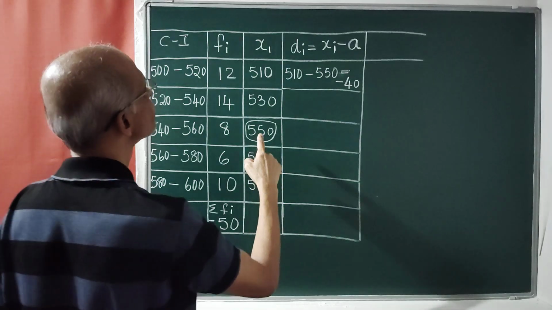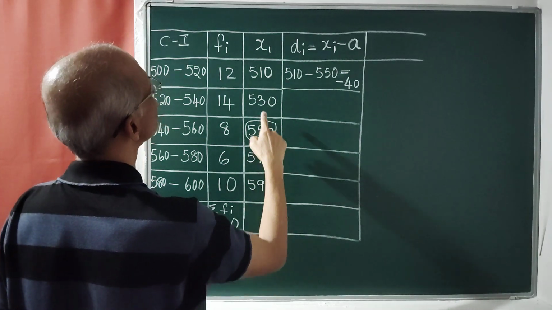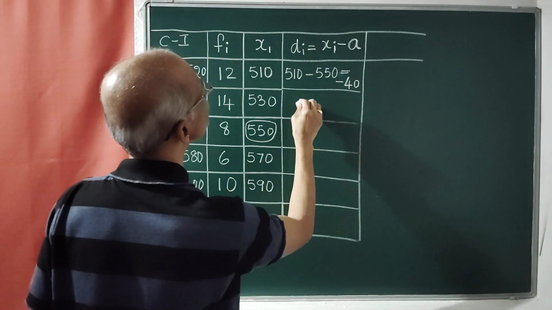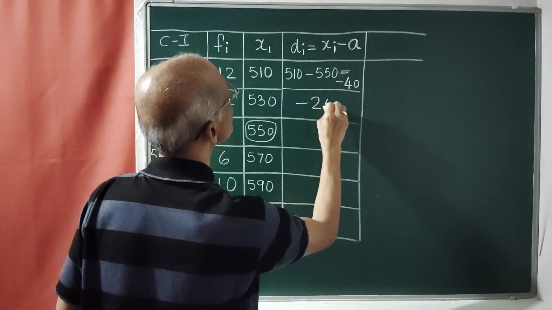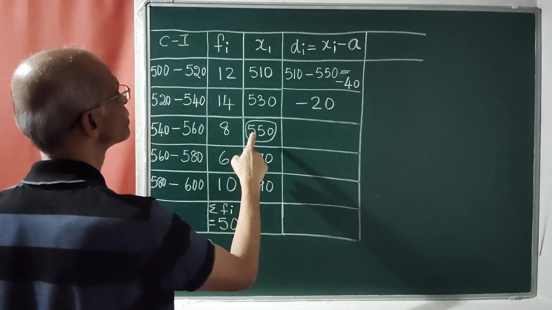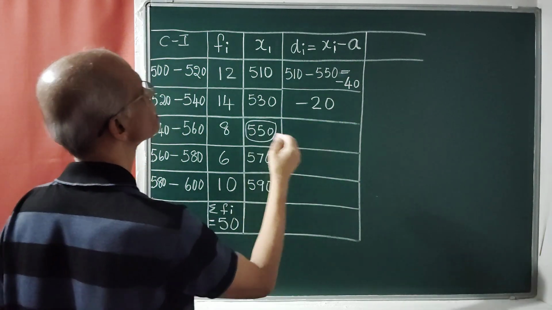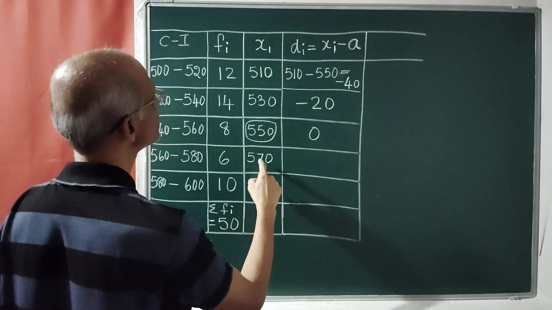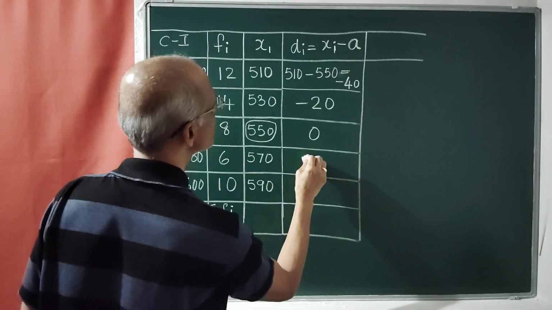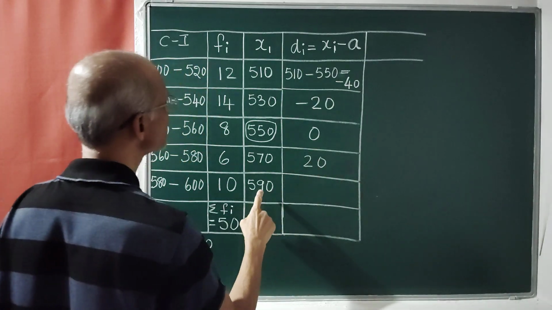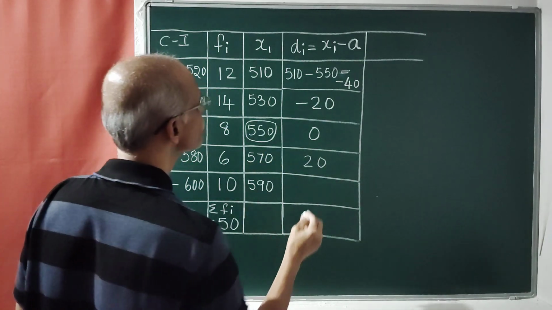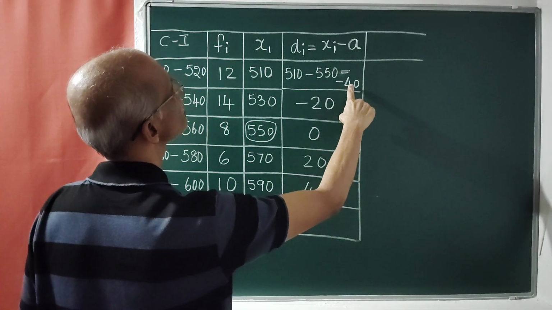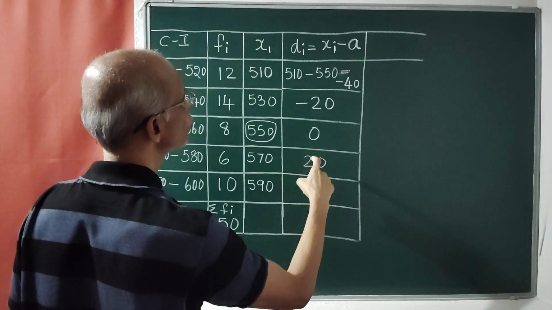Again 530 minus 550. We get minus 20. 550 minus 550, it is 0. Again 570 minus 550, 20. 590 minus 550, you will get 40. So it is minus 40, minus 20, 0, 20 and 40.